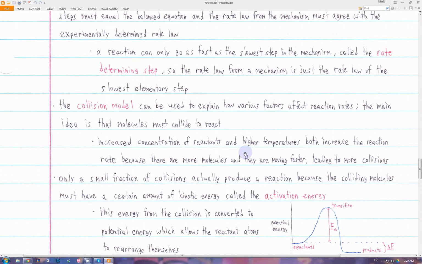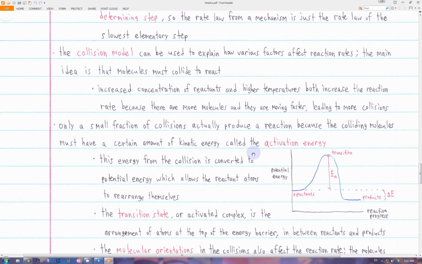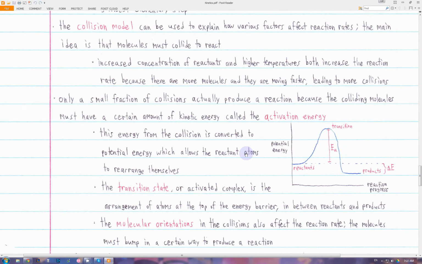And so only a small fraction of the collisions between molecules actually lead to a reaction. This is because the molecules that collide need to have a certain amount of energy, like a threshold energy called the activation energy. And so the kinetic energy from the colliding molecules is converted into potential energy, which allows the atoms in the reactants to rearrange themselves into the products.